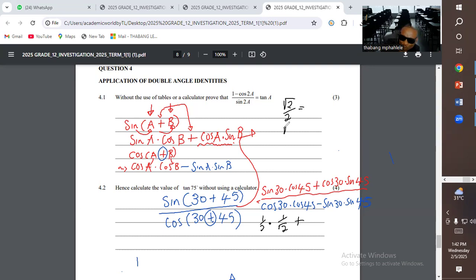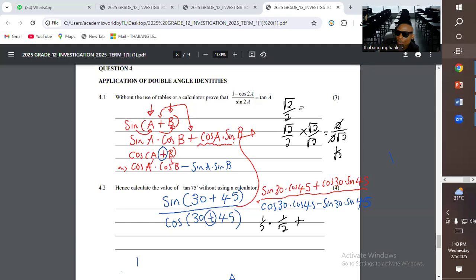We can say square root of 2 over 2, multiply the numerator by the square root of 2, and also multiply your denominator by the square root of 2. Now when you multiply these two fractions, square root of 2 times square root of 2 is 2, over 2 times square root of 2, which is 2 square root of 2. You are left with 1 on top. So you've got 1 over square root of 2.